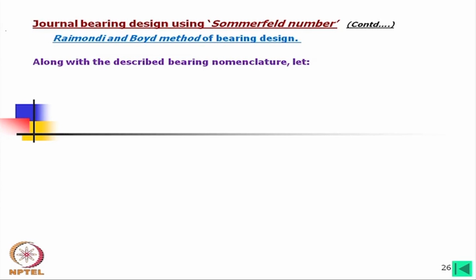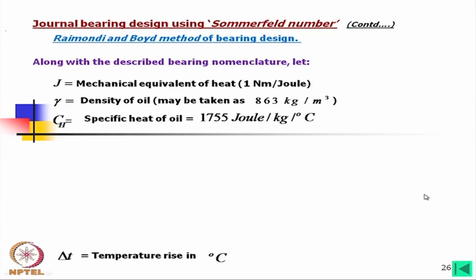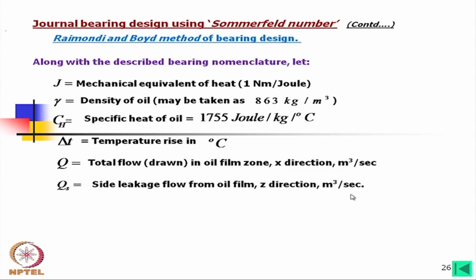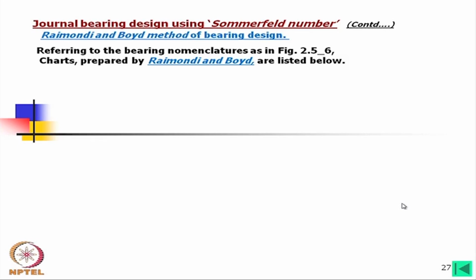Along with the described bearing nomenclature, there are other factors also. J is the mechanical equivalent of heat, gamma is the density of oil, Ch is the specific heat of oil, delta T is the temperature rise in degree centigrade, Q is the total flow in the oil film zone in x direction, Qs is the side leakage from the oil film in z direction, that is in the axial direction.